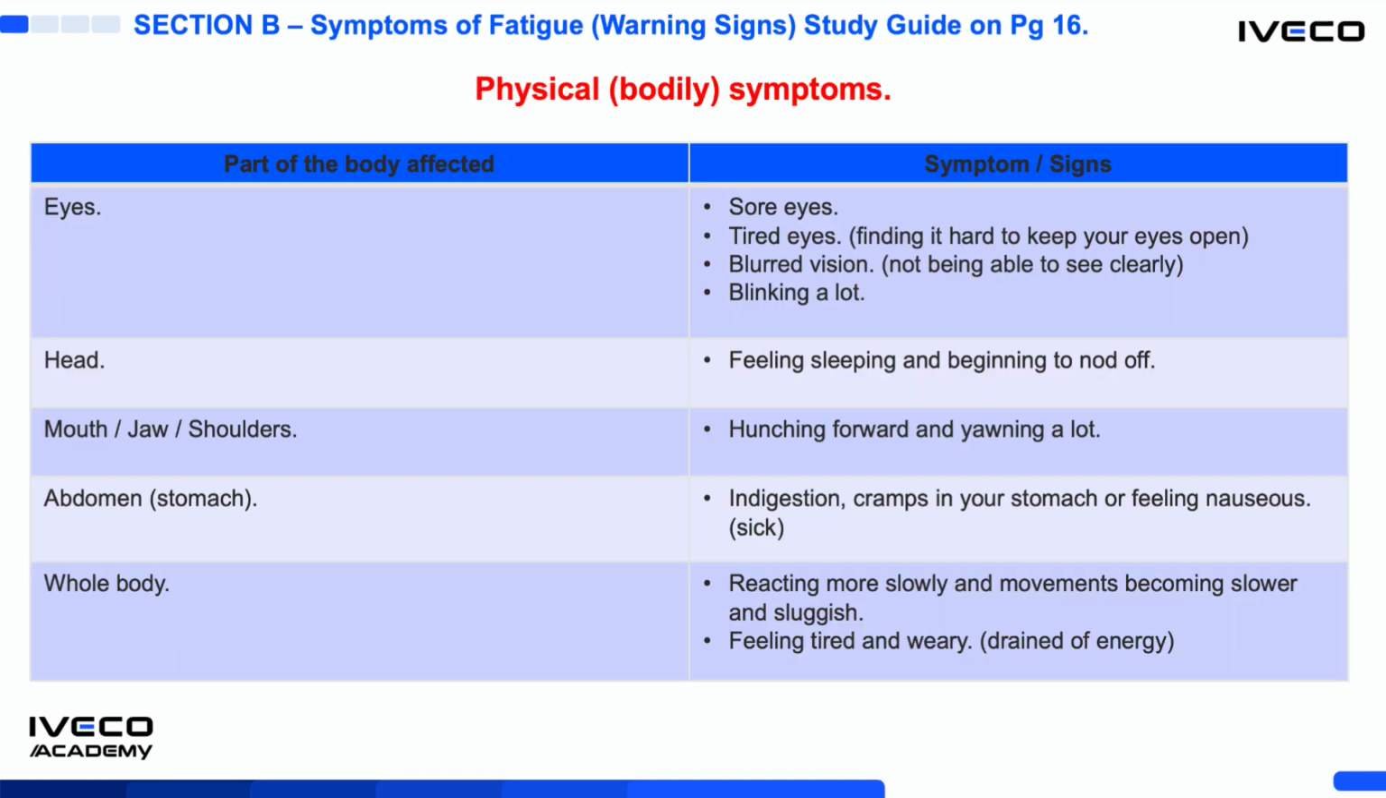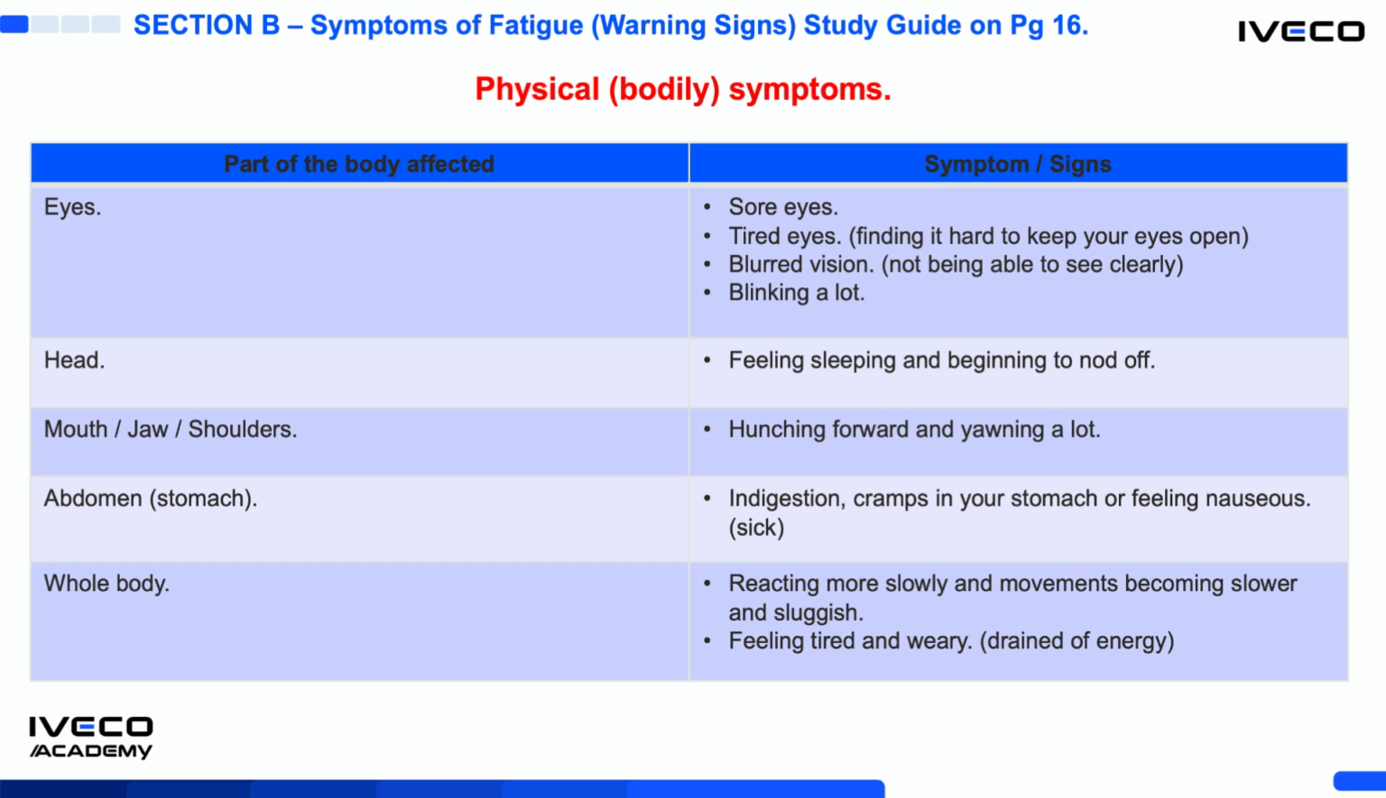Symptoms of fatigue. The warning signs, please follow in your study guide on page 16. Physical, bodily symptoms. The following is a list of the part of the body that could be affected in the left column and the symptoms or signs in the right column.